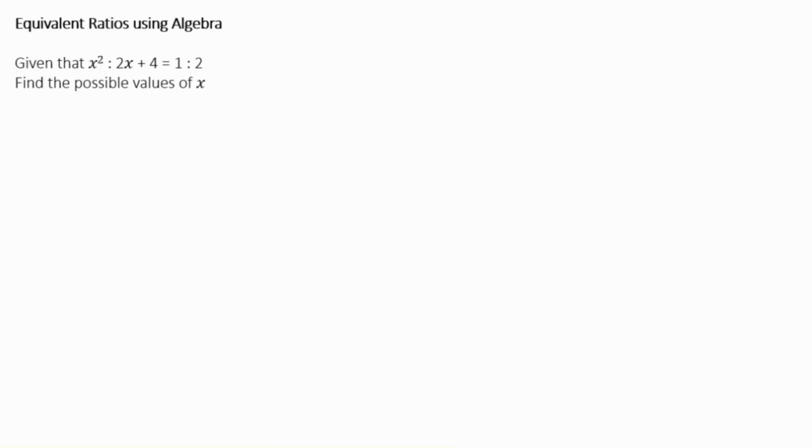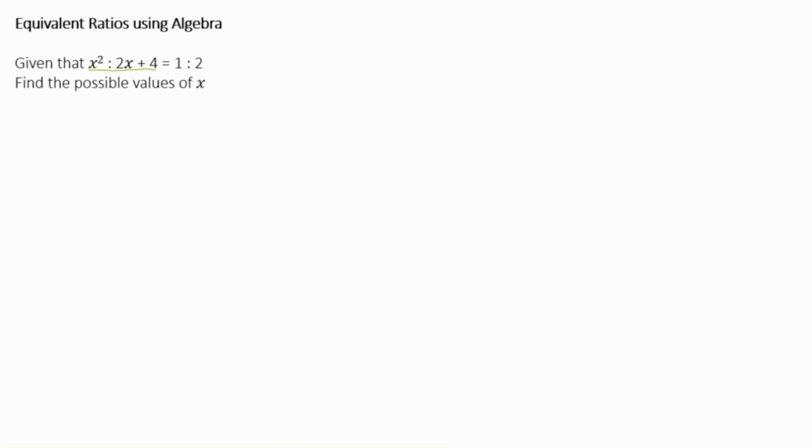So in this question, we are told that given x squared to 2x plus 4 is equal to 1 to 2, find the possible values of x. So normally when we are given a ratio, for example 1 to 5, and we have another ratio which is equivalent, for example 2 to 10, we can write this as 1 to 5 is equal to 2 to 10. Another way we could write this ratio is in a fraction form. So we could write 1 over 5 is equal to 2 over 10. So this is the same principle that we are going to be using in order to solve these questions.